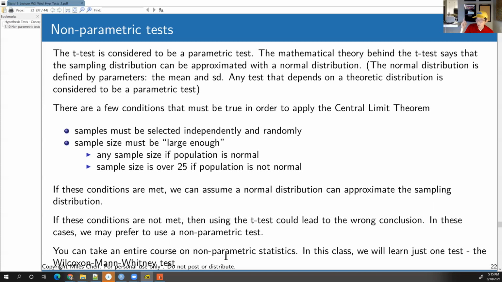We've got the Wilcoxon-Mann-Whitney test, which we'll cover today. And then next week, we'll look at the sign test and the sign rank test. So a total of 3 non-parametric tests. But again, that's just a small drop in the bucket of this whole separate world of non-parametric statistics.